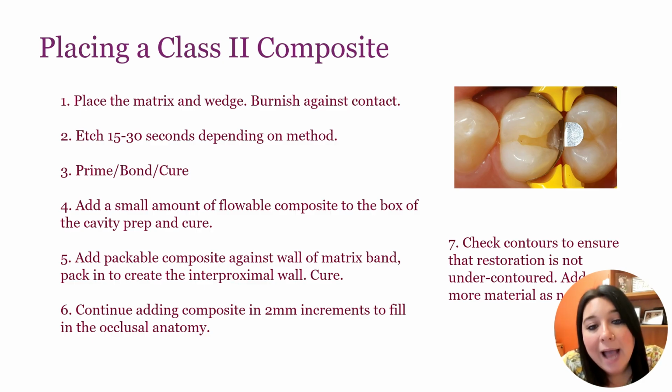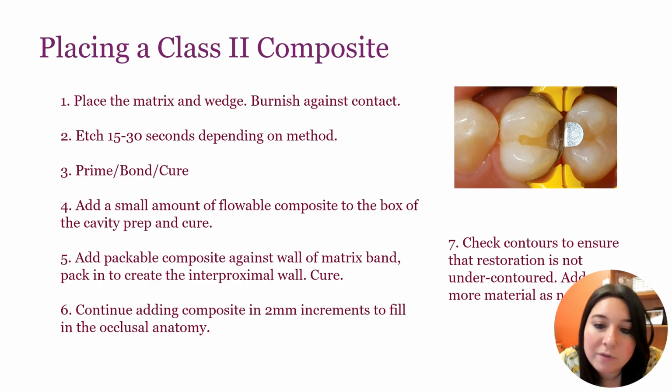For step 4, we're going to add a small amount of flowable composite to the box of the cavity prep and then cure. Some people like to do that. I am one of those people that do. I don't even fill up the whole box. I really just line where the tooth meets the matrix band. That way I can ensure a good seal. Other people will kind of fill up that whole box. Some people will not use any flowable at all. Ultimately, it is up to the dentist that you work for and maybe what they prefer.